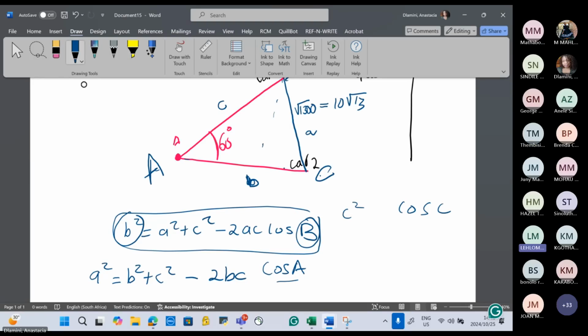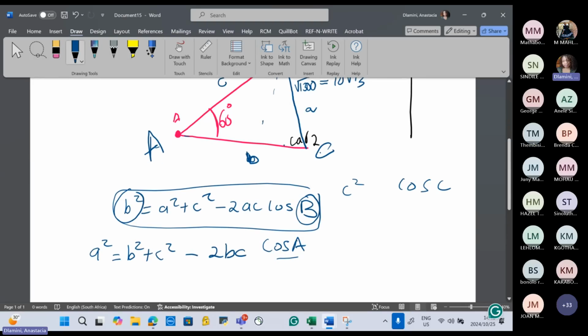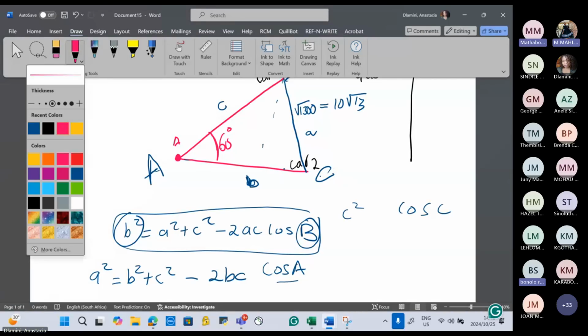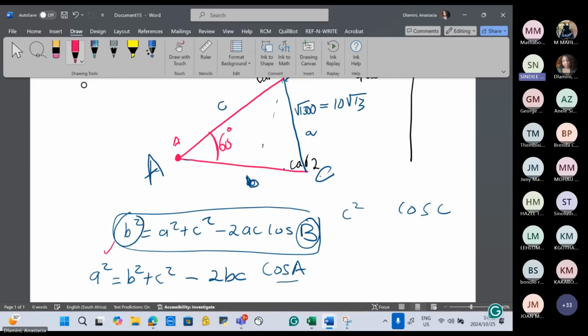Yes, ma'am. Good. So what is our A? Do we have A? Let's look at this. Do we have A, a small A or a big A? Small A, that's what we're substituting here. Do we have A? Yes, we do. Do we have B? No. Do we have C?